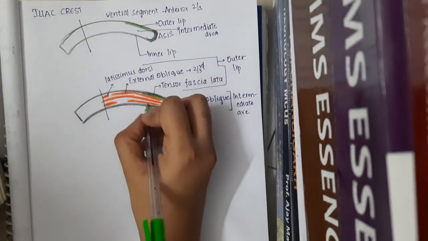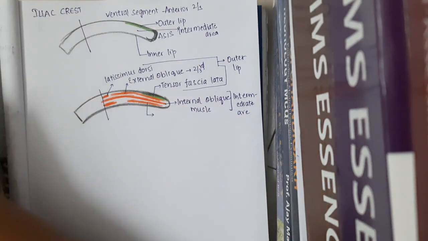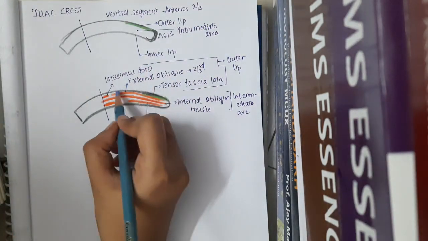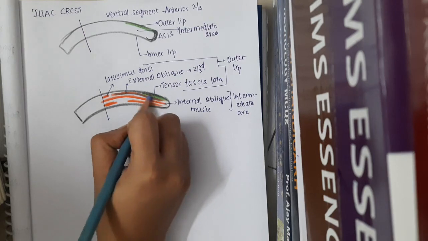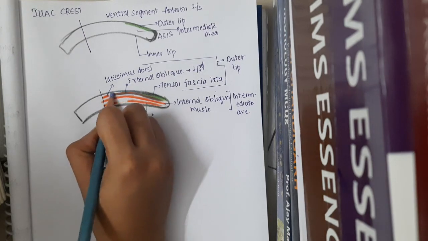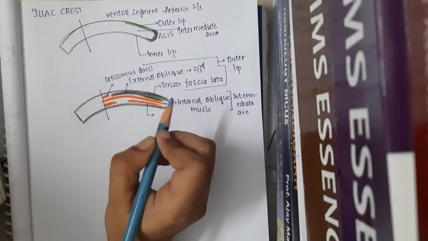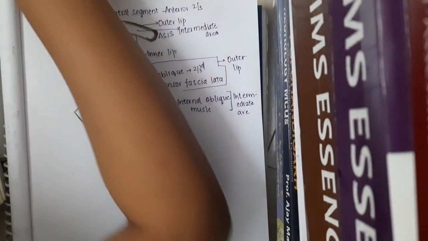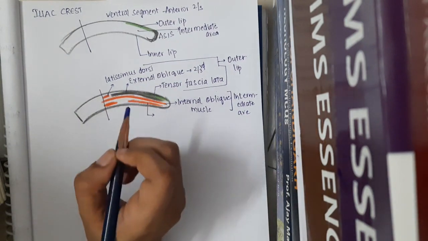So what do you have? Insertions of... oh, this external oblique, this is not an insertion. External oblique is an origin. Only this external oblique is an origin, the rest all are insertions. That is one thing which you have to remember. Sorry, I was wrong with this.